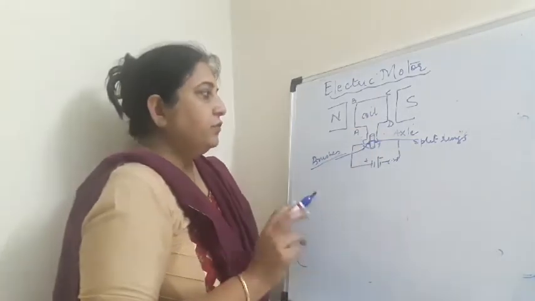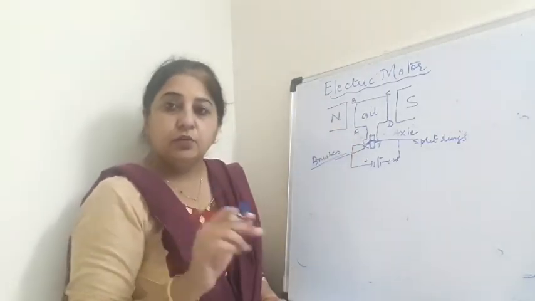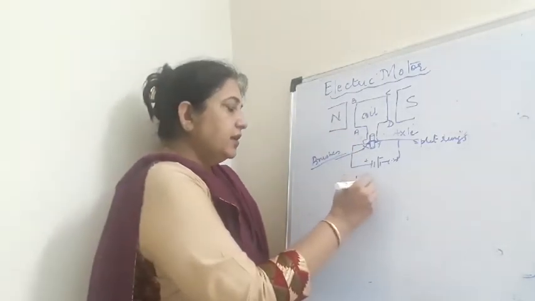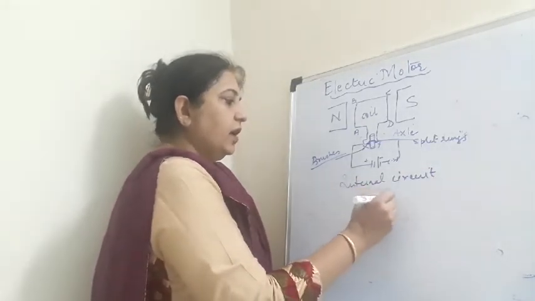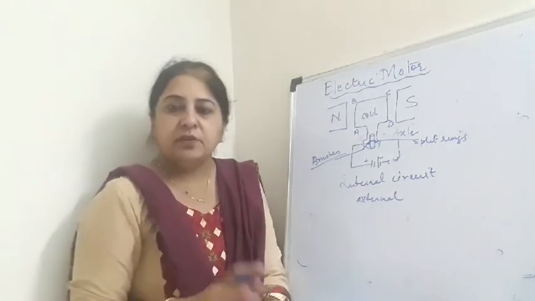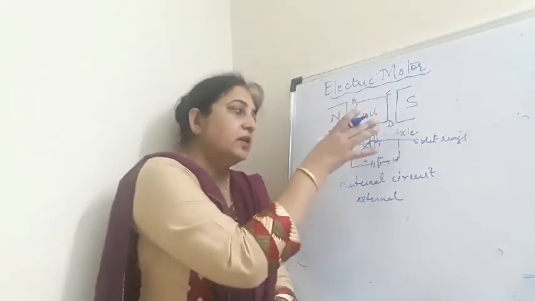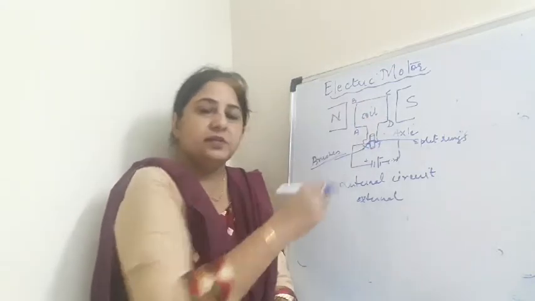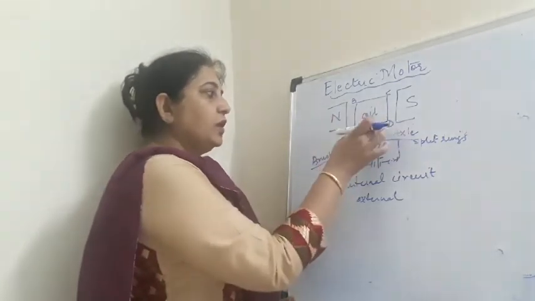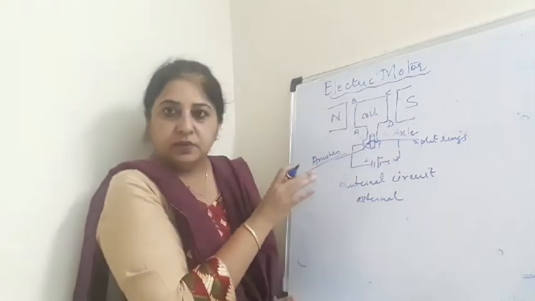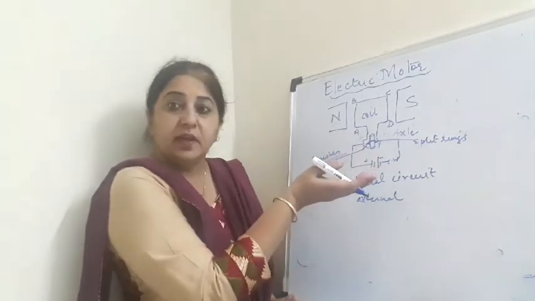Now we have to first understand that the parts of the electric motor are divided into two circuits. One is the internal circuit, and the other one is the external circuit. Internal circuit means the circuit which we cannot see. You can only see a motor, but what is inside the motor comprises the internal circuit. In the internal circuit we have the magnetic poles and the coil, which are not visible to us, along with the split rings. So these are the parts of the internal circuit.